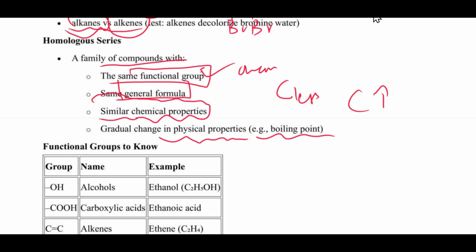All the compounds in the same homologous series have the same functional group, the same general formula, and similar chemical properties. Why similar chemical properties? Because of the same functional group. And what is the difference? The difference is only in the physical properties. Why? Because in one homologous series, we can have different numbers of carbons. The general formula will be the same, but the carbon numbers can differ. So an increase in the carbon number will increase the melting and boiling point of those compounds.